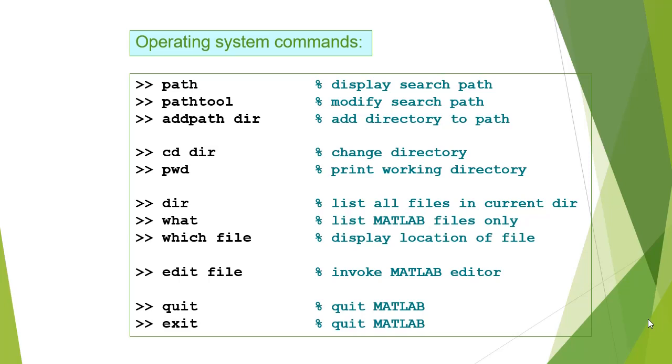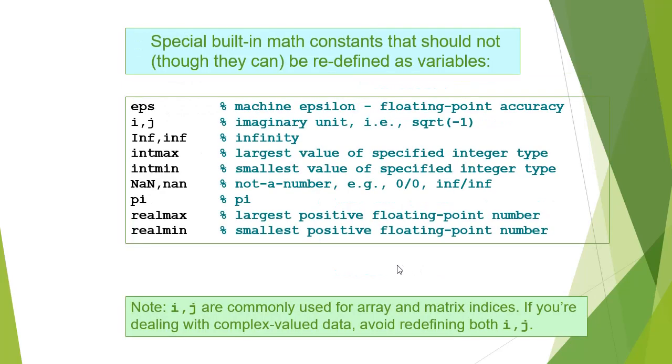Okay, so for you to learn the other operating system commands, these commands here will help you learn a lot more about the operating system. If you're using Windows, when you type path, it will display the path. The path tool modifies the path, and addpath adds a directory to the path. This one is for changing directory, and this is for creating a working directory. Dir lists all files in the current directory. What lists MATLAB files only. Which file displays the location of that file. Edit file will invoke the MATLAB editor to edit the file. Quit will quit MATLAB, and exit will exit MATLAB. So you just need to work out those.